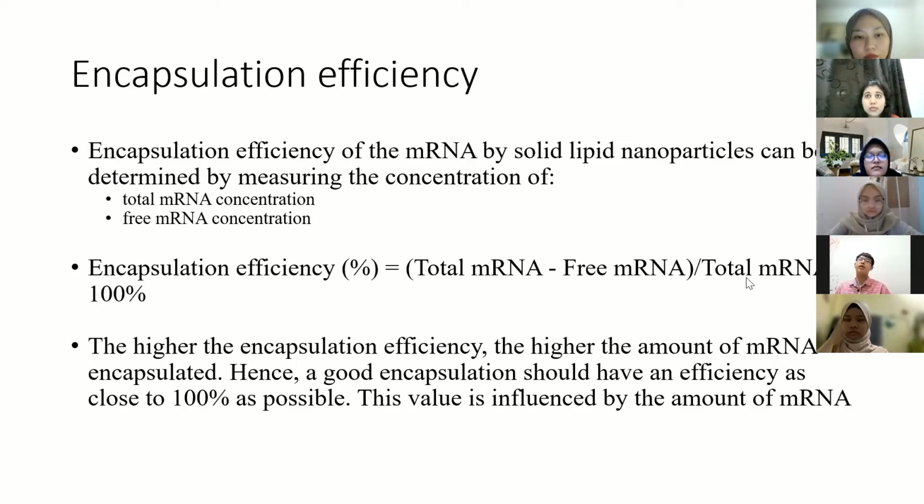And of course, the higher the encapsulation efficiency, the higher the amount of mRNA encapsulated. So therefore, it's a good encapsulation if the value is as close to 100% as possible. If the value is 100%, it means all the mRNA are encapsulated. So we want it to be as close to 100% as possible because we want almost all mRNA to be encapsulated. And this value is influenced by the amount of mRNA.